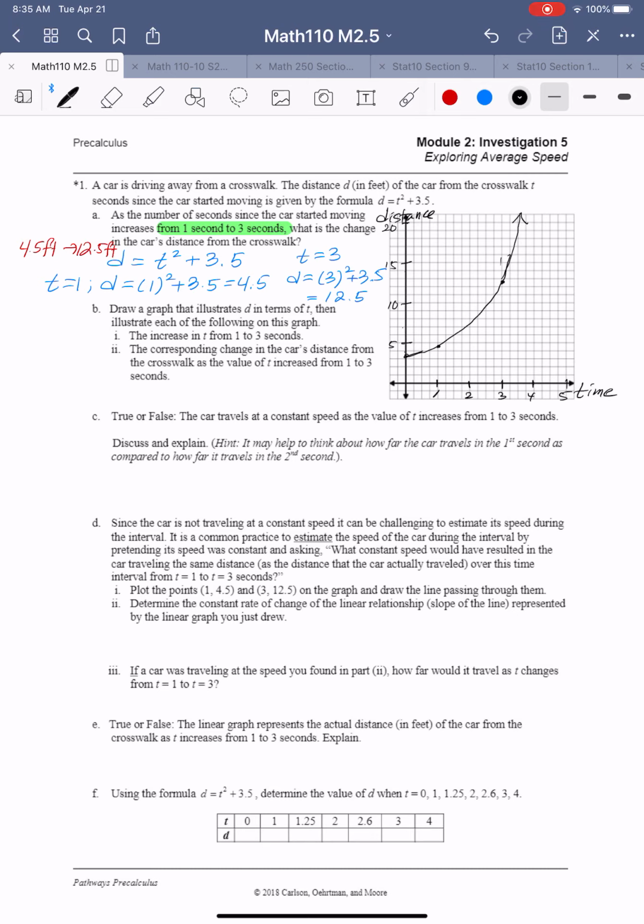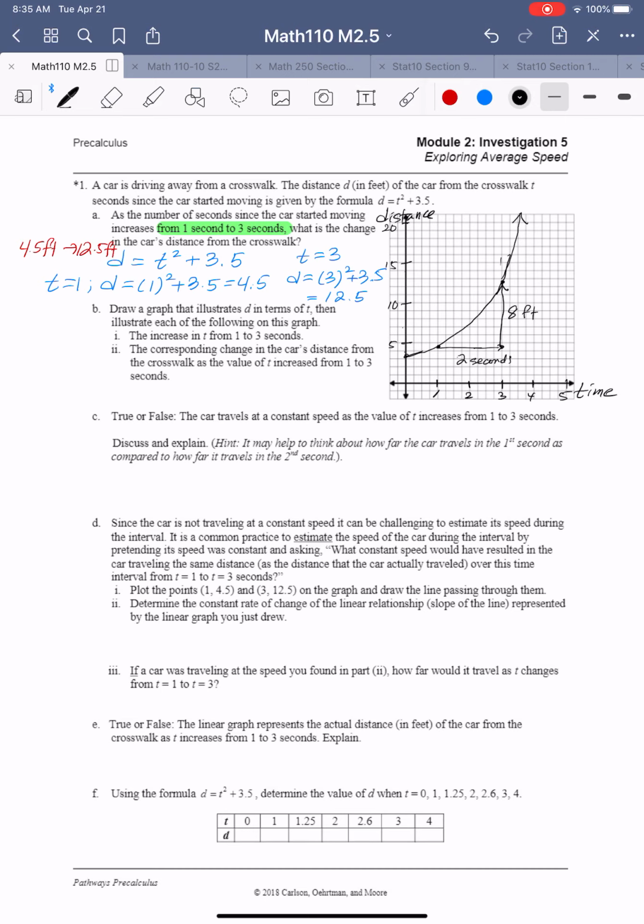All right, and then number 2, the corresponding change in the car's distance from the crosswalk as the value of t increases from 1 to 3 seconds. So we just put it here. The corresponding change: go to the time first, from 1 second to 3 seconds, which is a 2 second change. And the distance went from 4.5 to 12.5, which is an 8 feet change.